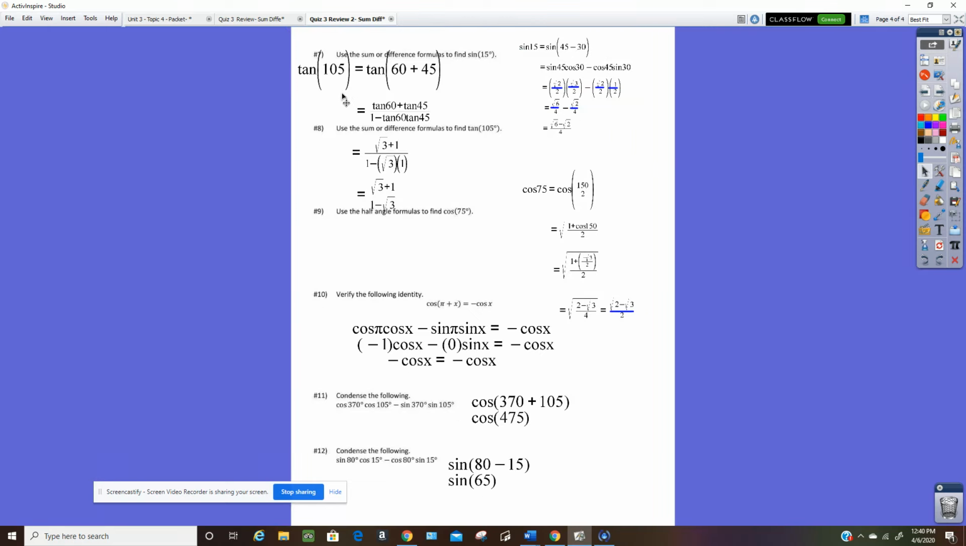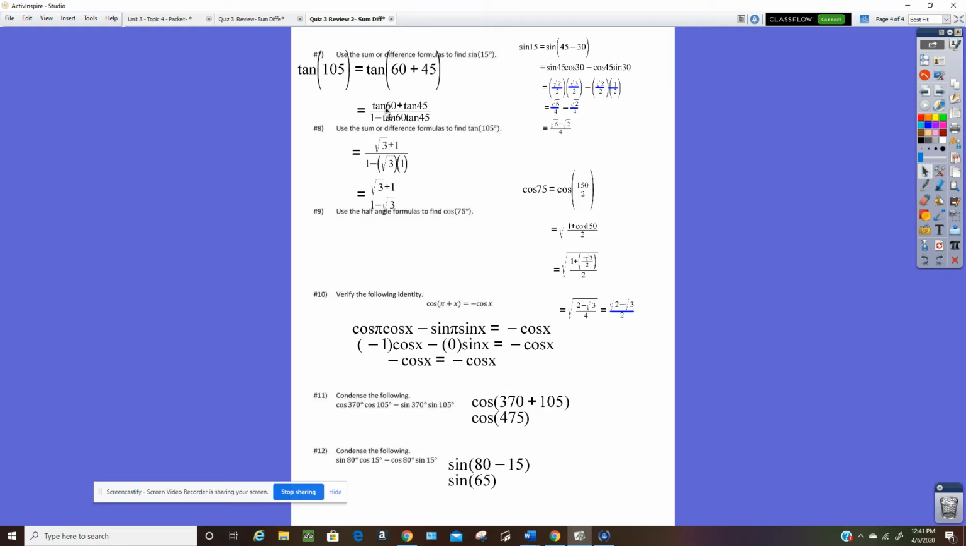And on the back side, the sum formula for tangent, 105, you want to find angles that are on the unit circle sheet there. So 60 plus 45. And then using the identity would be tan 60 plus tan 45 over 1 minus tan 60 tan 45. That's actually number 8 here. I didn't have enough room for everything, so I'd put number 8 here.